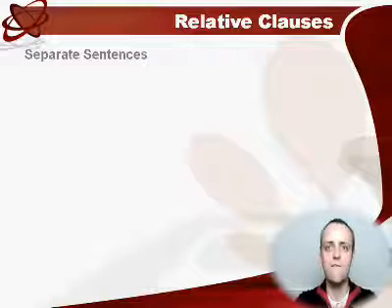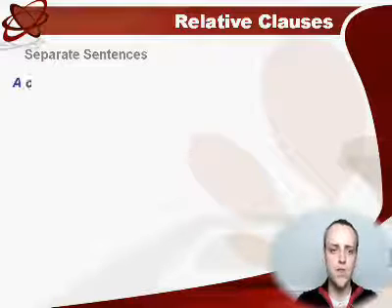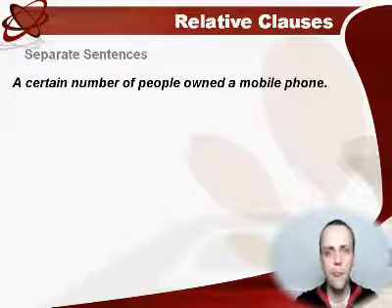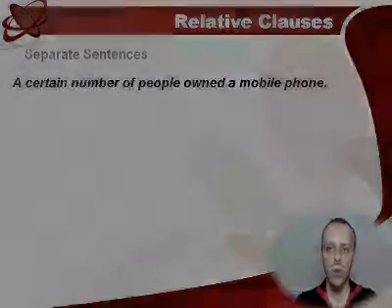Okay, let's take a look at our first examples. Now, we can take this sentence, for example: A certain number of people owned a mobile phone. This sentence doesn't tell us how many, but it just tells us the information about owning a mobile phone.